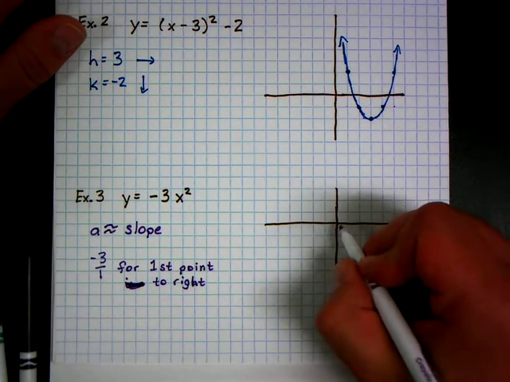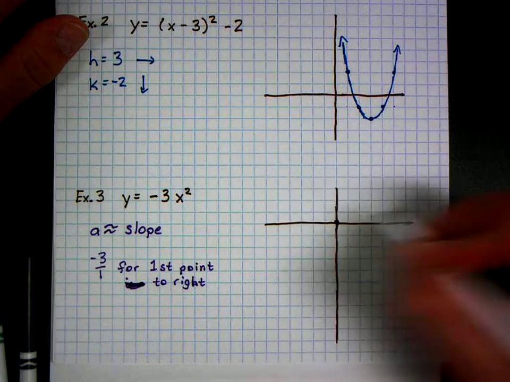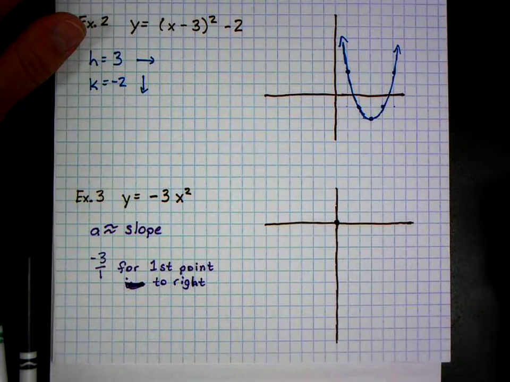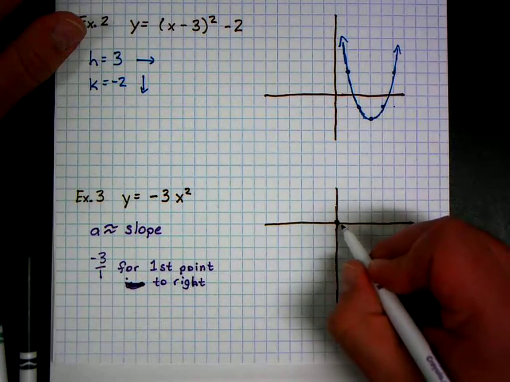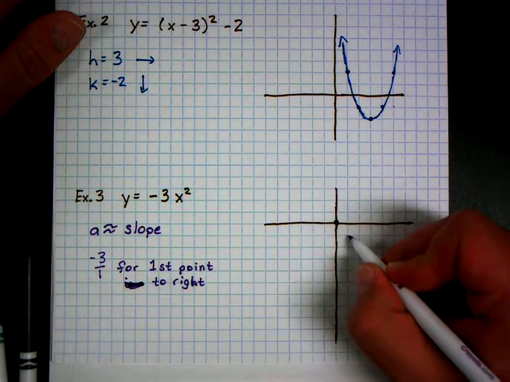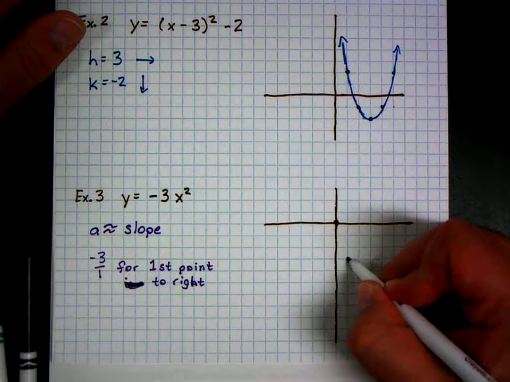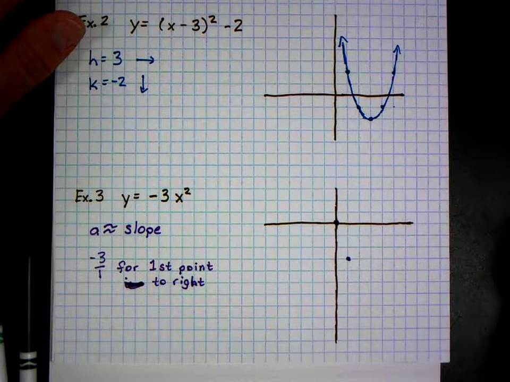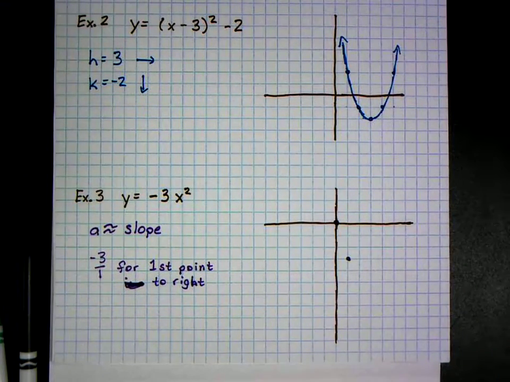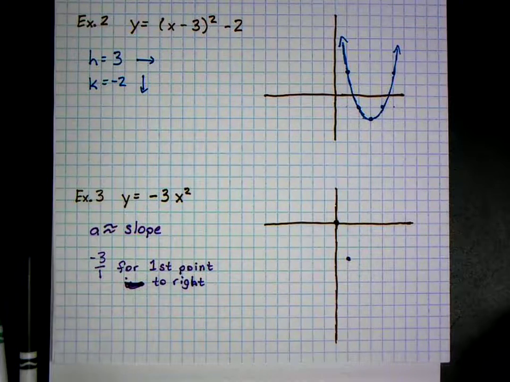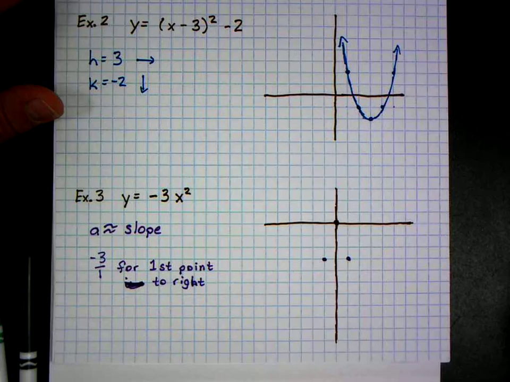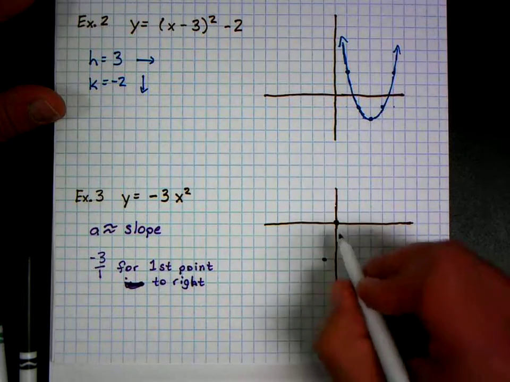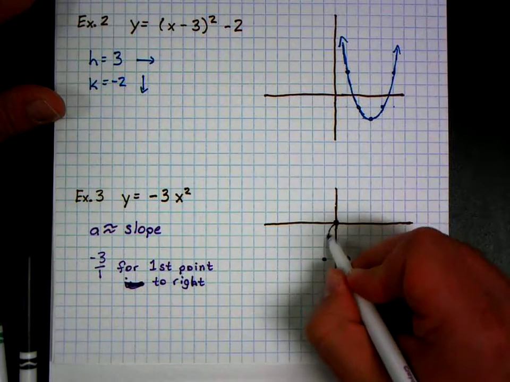Okay, so I start off at 0, 0 for this graph, right? So to get my first point, I go -3, 1. So over 1, down 3. 1, 2, 3. Now, knowing what a parabola looks like, I know that's mirrored on the other side. So here's my other point. So that can give me my parabola.